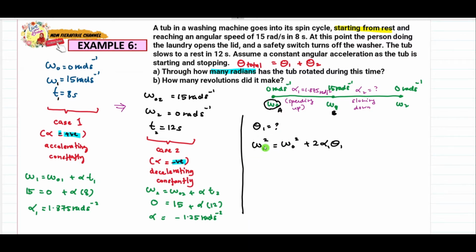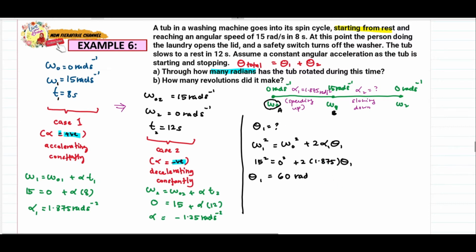So just substitute all the values. This one should be 0, right? Plus 2 alpha kita dah kira tadi. So selama 8 seconds tu berapa theta 1? So kita boleh kira. It is equal to 60 radian. So itu belum jawapan lagi.